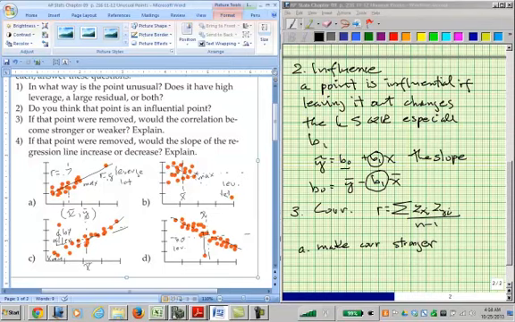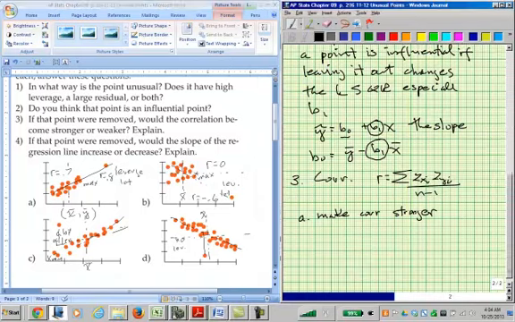Now, this point in B, if the unusual point is excluded, r will approximately equal 0 because the slope of the line is 0. But if you include it, r is going to equal like minus 0.6 or something like that. Okay? So that's much stronger correlation, certainly much stronger than 0.